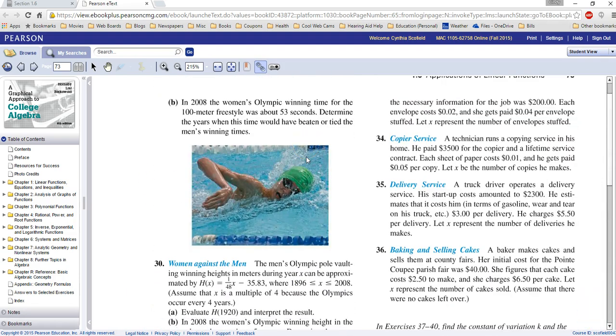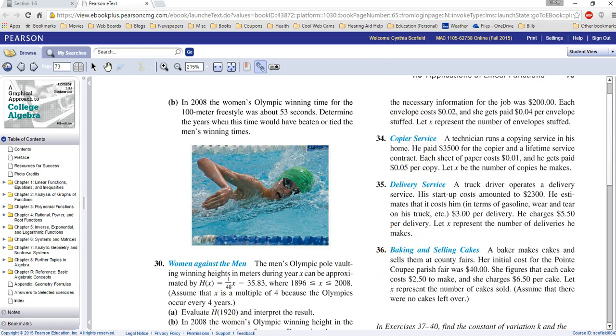All right, and we're looking at number 34. A technician runs a copying service in his home. He paid $3,500 for the copier and a lifetime service contract. Each sheet of paper costs 1 cent, and he gets paid 5 cents per copy. Let X be the number of copies he makes. So the number of sheets of paper he uses is X, whether you're talking about the cost of them or about getting paid per copy.